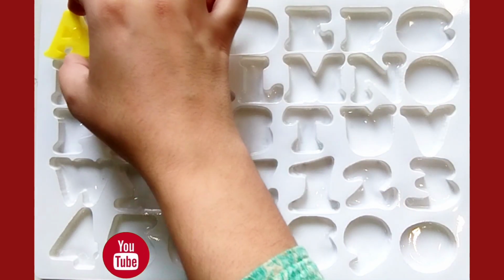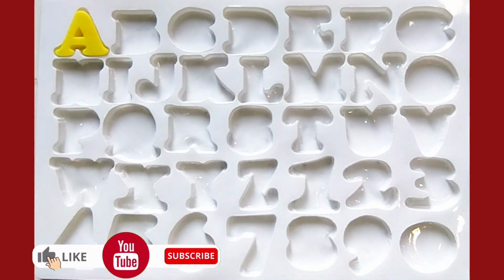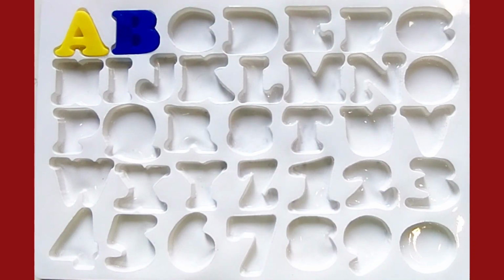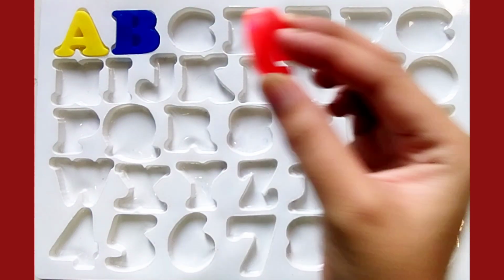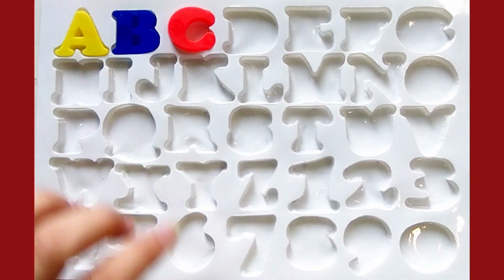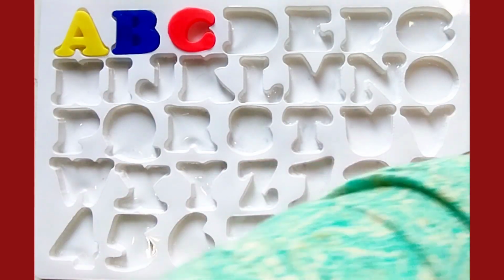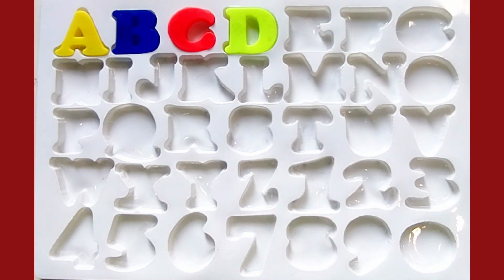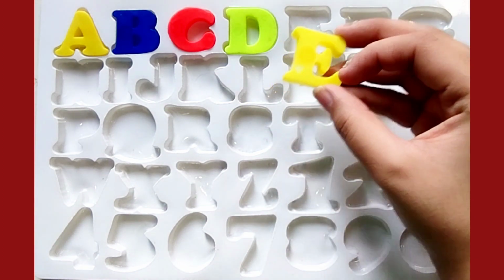Yellow color. Yellow color A. A is for apple. Blue color B. B for ball. Orange color C. C for cat. Light color D. D is for donkey. Yellow color E.